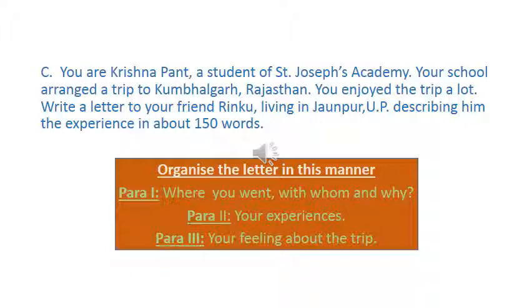Paragraph 1. Here you have to write where you went, with whom did you go, and why did you go to that place. In paragraph 2, you will write your experiences at that place. The third paragraph will have the feelings about the trip. How did you feel there? What do you feel now when you think about the trip to Kumbhalgarh?